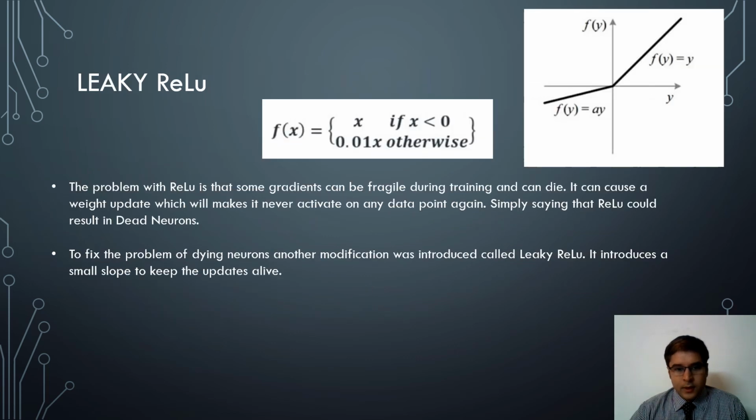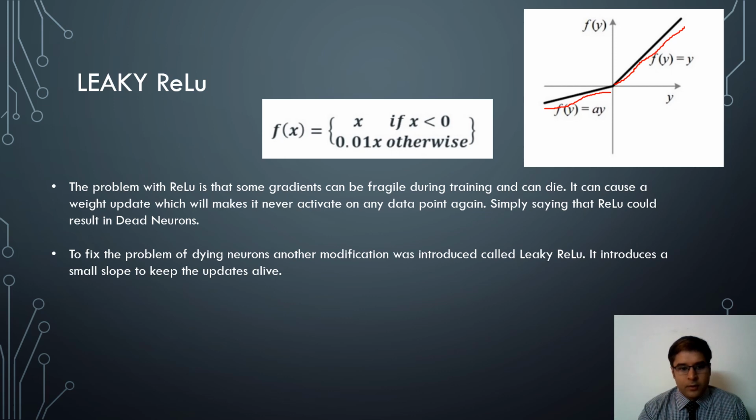Next we have the leaky ReLU or leaky rectified linear unit, which is given as f(x) equal to x if x is greater than 0, which is this one, and equal to 0.01x otherwise, which is this one.